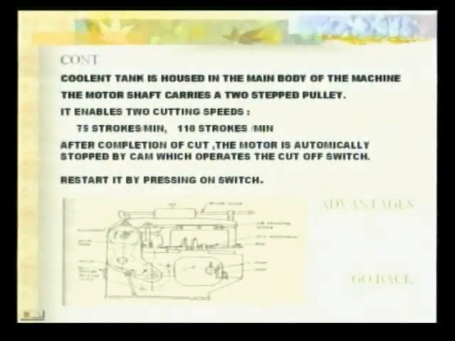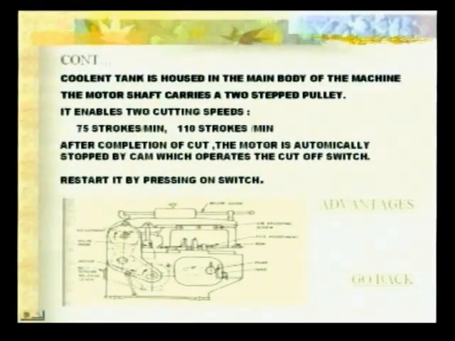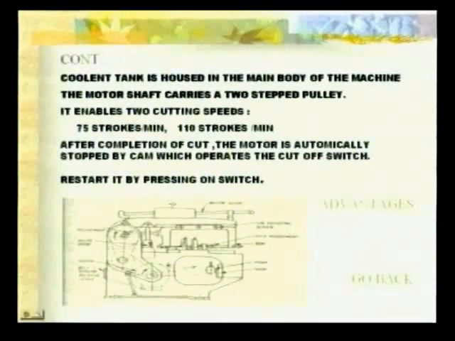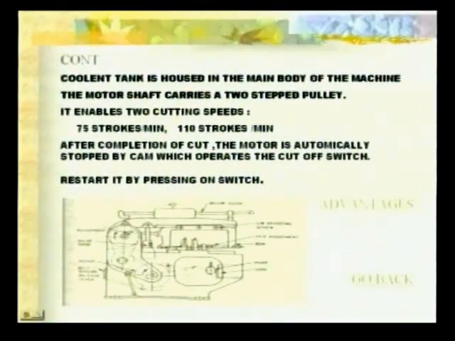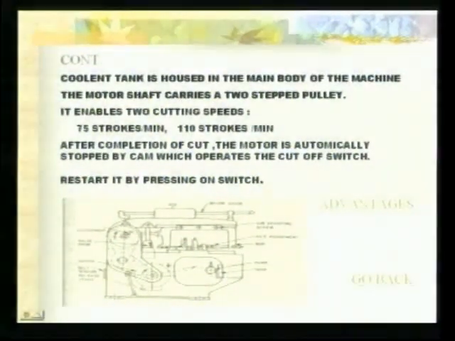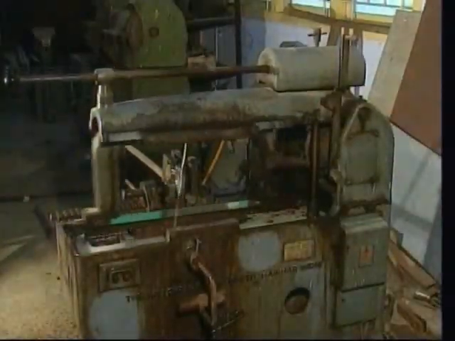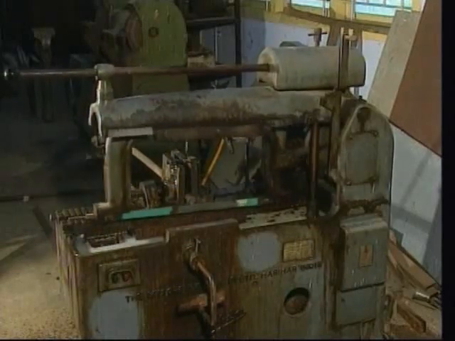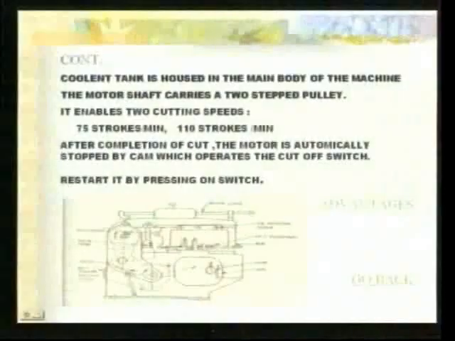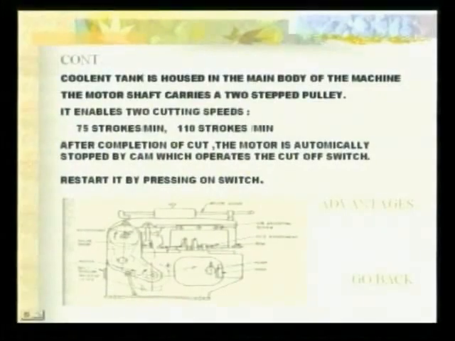The motor shaft carries a two-stepped pulley. It enables two cutting speeds. It is also housed in the main body of the machine. Those cutting speeds are 75 strokes per minute and 110 strokes per minute. After completion of cut, the motor is automatically stopped by a cam which operates the cutoff switch. It can be restarted by pressing the switch.